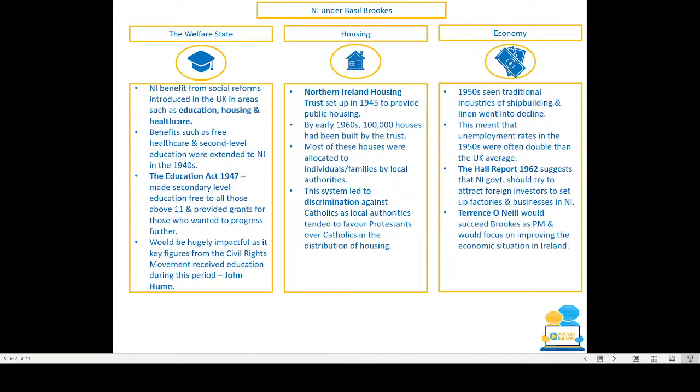So the Hall report of 1962 suggested that the Northern Ireland government should try to attract foreign investors to set up new factories and new businesses in Northern Ireland. However, Brooke wouldn't actually expand this himself, and it would be our next Prime Minister, Terence O'Neill, who would really focus on improving this economic situation in Northern Ireland.